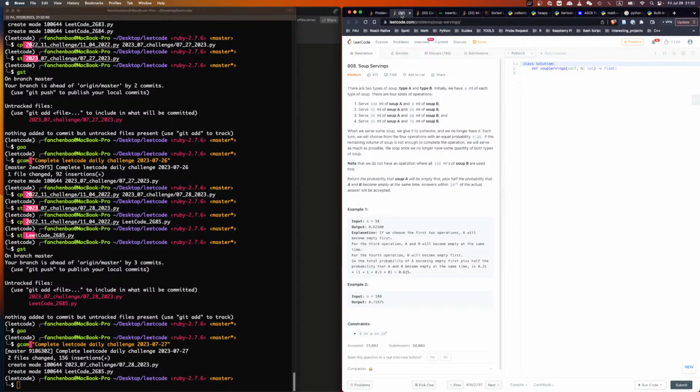Stop once we no longer have some quantity of both types of soup. If the remaining volume of soup is not enough, then we still do it, and then we stop. But what if one is empty and the other is not empty? Do we still count? We stop once we no longer have some quantity of both types of soup.